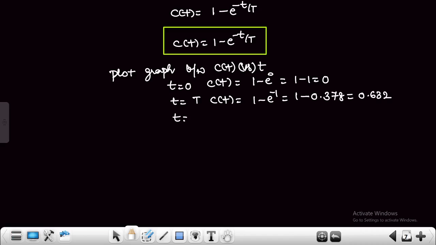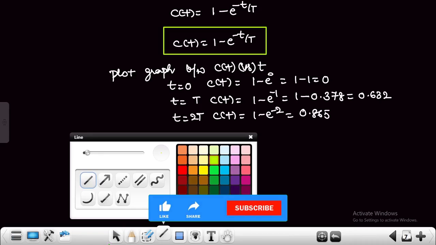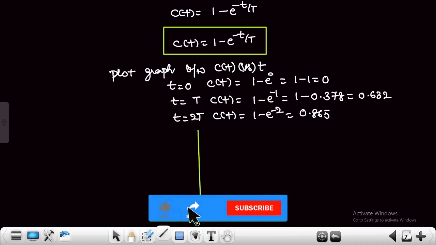So t is equal to 2T, you consider. What will c of t become? That is 1 minus e to the power of minus 2. So something you are going to get, that is 0.865. That means if you plot the graph between these values, let us draw the plot. The graph will be, so what are you going to get?